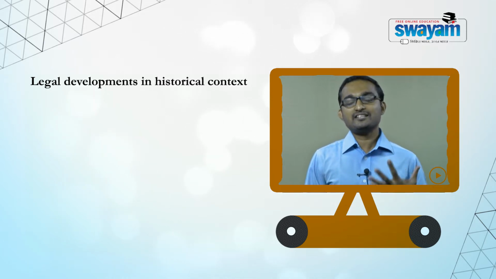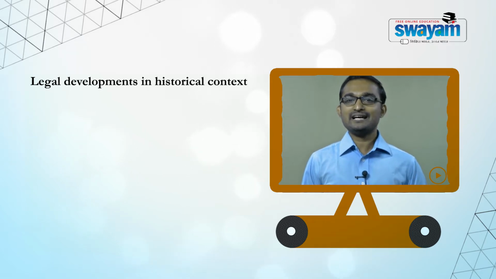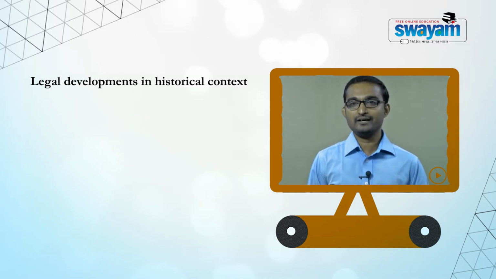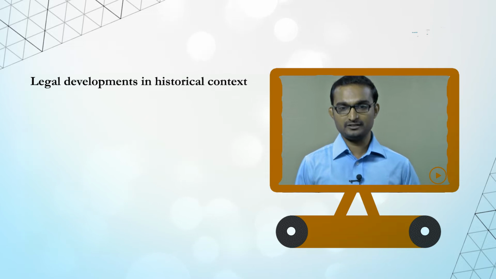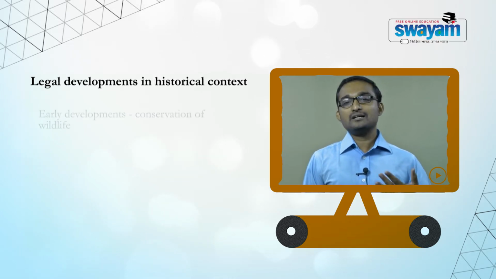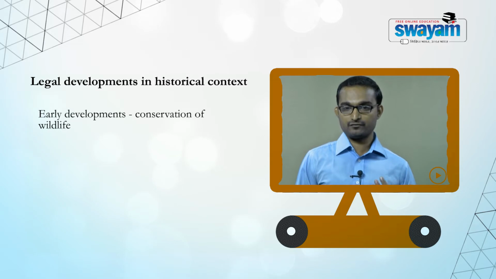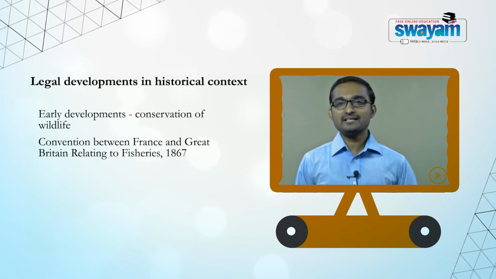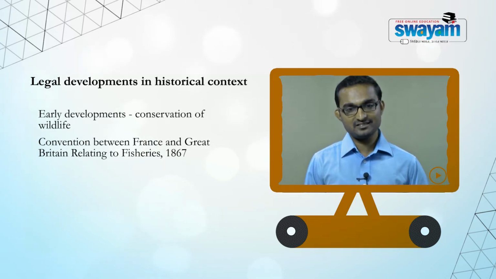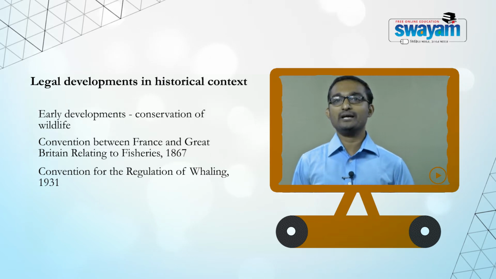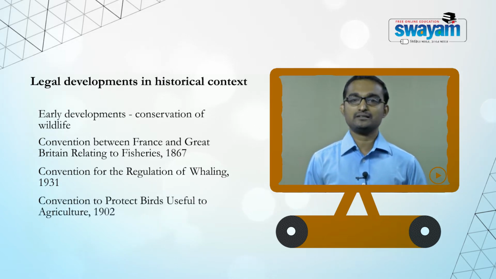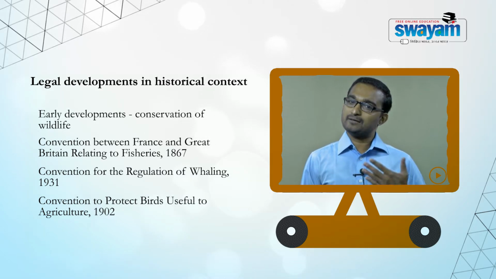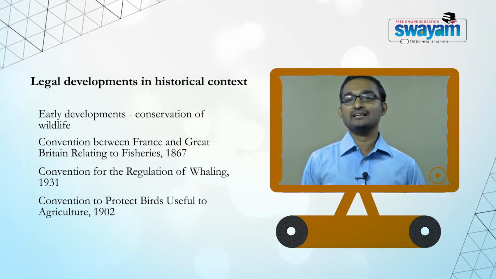Many of the standard textbooks on international environmental law cite the mid 19th century as the major source of development of what we can call modern international environmental law. Some of the early developments focused on conservation of wildlife. For example, Convention between France and Great Britain relating to fisheries 1867, Convention for the regulation of whaling 1931, Convention to protect birds useful to agriculture 1902. These are a few examples of international environmental law in the early historic context.